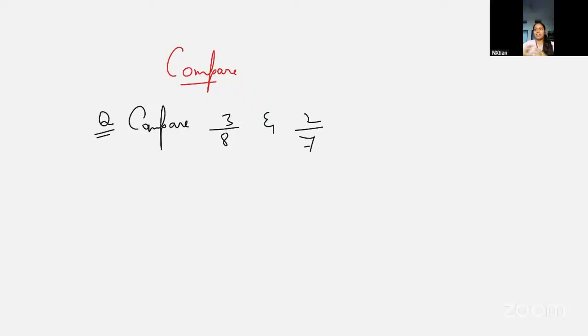Now, one interesting fact is that you cannot compare fractions until the denominators are the same. Because 3/8 and 2/7, I cannot tell which one is bigger. To compare them, the denominator should be the same. So for that, what we do is LCM. We take the LCM of the denominators.